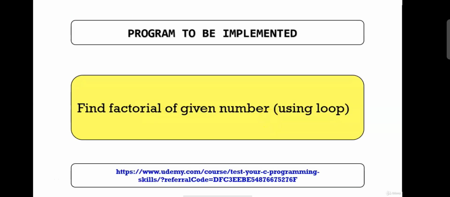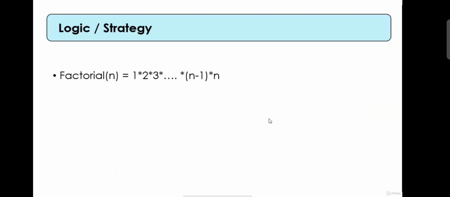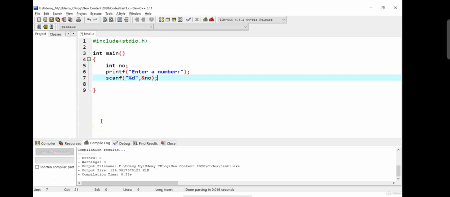In this session, we are going to implement a program to find out the factorial of a given number, and we will implement this code using a loop. So we know the formula to find out the factorial of number n is the multiplication of all numbers right from 1 to n. So in this program, we need one integer variable and need to accept the value of that integer variable from the user.